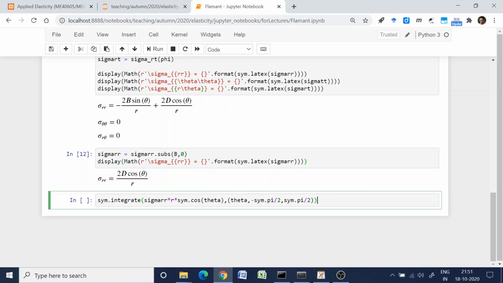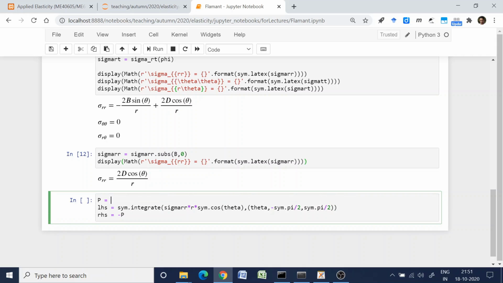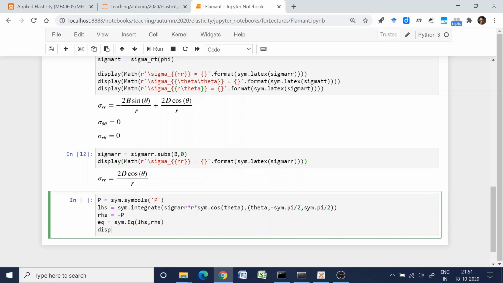Now this is just the left hand side. The right hand side of our equation is just the minus p. But note that we have not yet defined p, so we quickly do that. And we set up our equation very nicely like this, as we have done so many times earlier. So this is the equation that we need to solve. Before we solve it, let's display this equation.